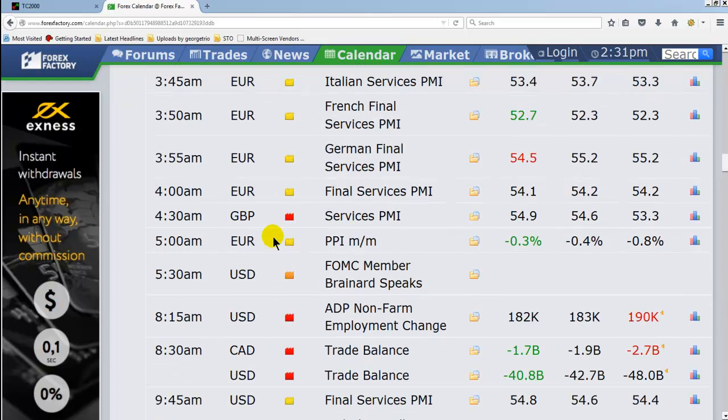Before that, we have what we call the ADP non-farm employment change. It's also volatile. See the red envelope here. The website I'm looking at is www.forexfactory.com. Click on calendar and you'll see all of this in the first week of the month.